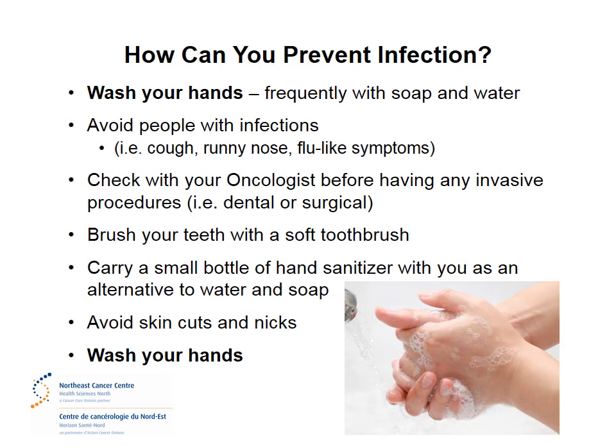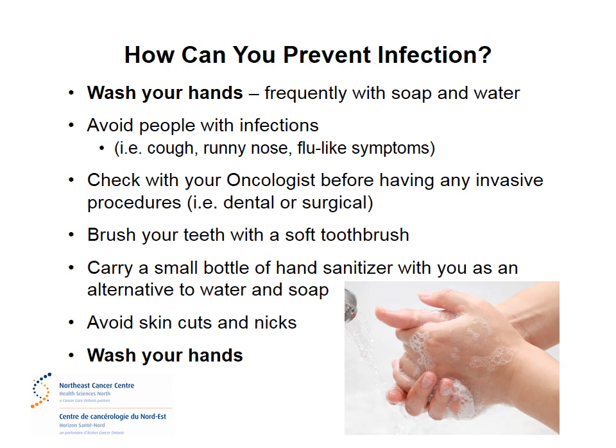Things you can do to prevent infection include: wash your hands frequently with soap and water before eating and preparing food and after using the bathroom or sneezing. Avoid people with infections, such as people who are coughing, have a runny nose, or flu-like symptoms. Avoid children who have the chickenpox or measles, or adults who have shingles. The flu vaccine is recommended during flu season. Talk to your oncologist before getting a vaccination.